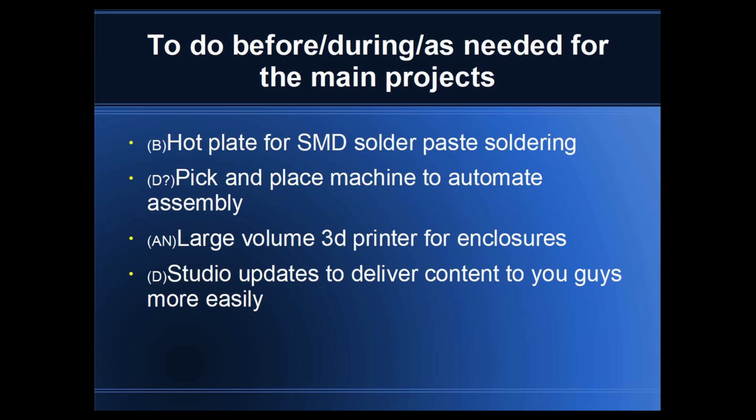So the next one, I guess I should have said that first. You've got the B, D, A-N. B is before, D is during, A-N is as needed. So as needed would be a large volume 3D printer for enclosures. And you'll see why I may need this when we move on to the next couple of slides.